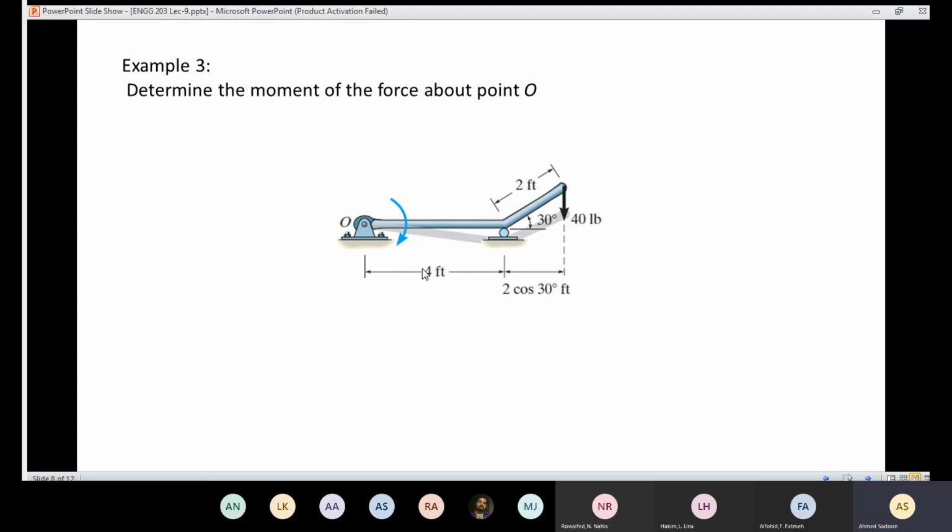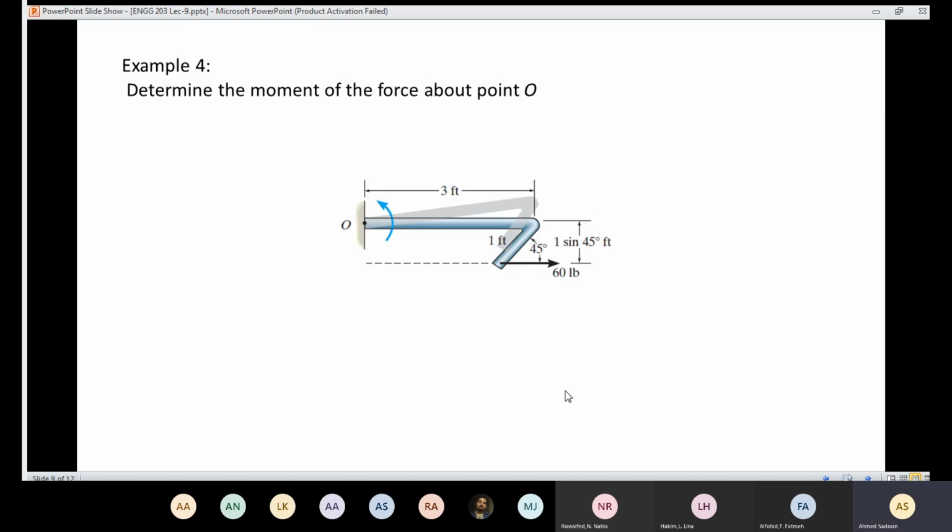And this distance is going to be 4 plus 2 times cosine 30, because the component of that distance here is going to be 2 cosine 30. So the perpendicular distance equals 4 plus 2 cosine 30, and the force is 40. So in this problem, the moment about the point O equals 40 times (4 plus 2 cosine 30).